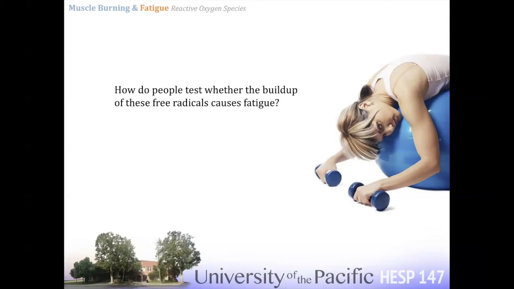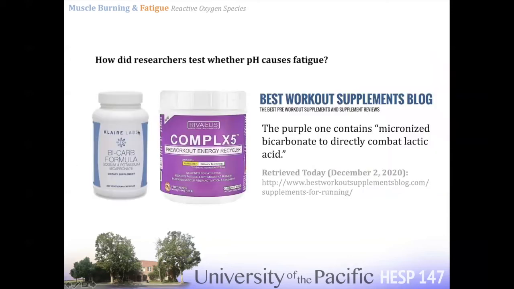But how do we know that hydrogen ions have an effect on performance? How do we know that pH ruins our ability to continue exercising? Well, take a bunch of baking soda and you perform better, if you're not vomiting and pooping and stuff. Take a bunch of baking soda. Well, how do we know that reactive oxygen species have an effect on performance? Same thing. Get these scavenging compounds.